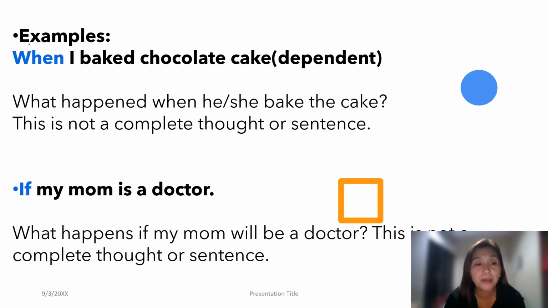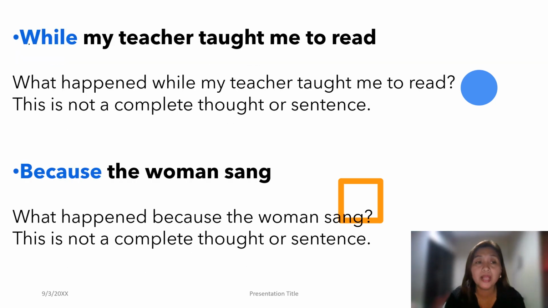Next is if my mom is a doctor. So what happens if my mom will be a doctor? This is also an incomplete thought, right? Okay, let's move on to the next example. While my mother taught me to read. So what happened while my teacher taught me to read? This is also not a complete thought, right? So it needs an independent clause. Next is because the woman sang. What happened because the woman sang? This is also not a complete thought, right? So do you agree with me?